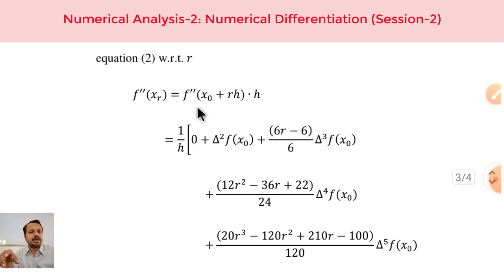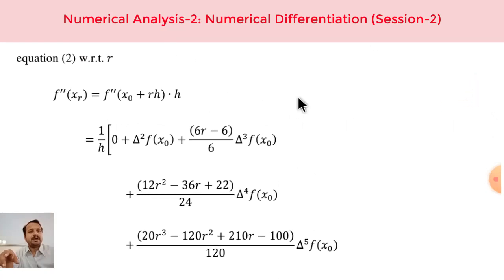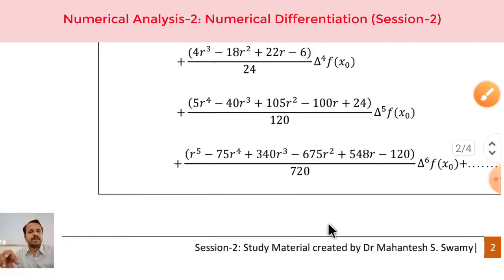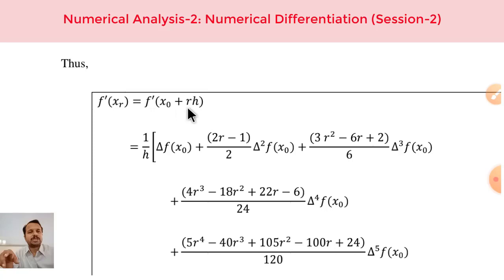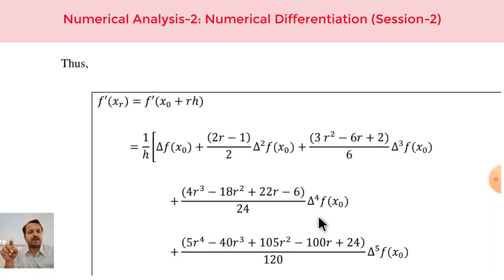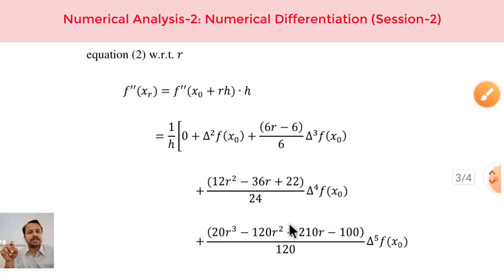Once again, this technique is the same as we have done in the previous case. You please have a look at this. It was f dash at x naught plus rh. If you differentiate this, it becomes f double dash of this bracket, and the bracket differentiation is 0. This is a constant, its derivative is 0, plus differentiation of r is 1 into h as it is. So this is the thing we are having on the left hand side. You please look at this. The same thing I have got here.